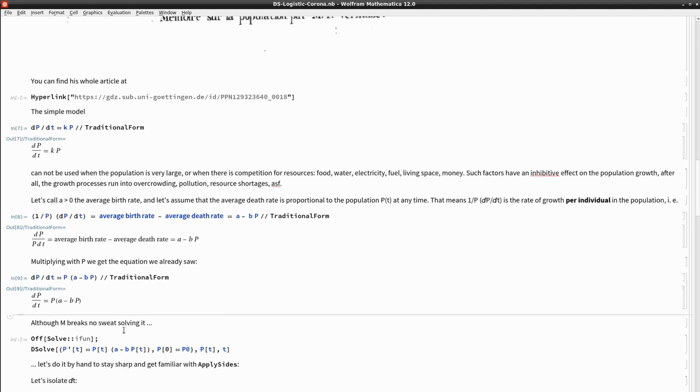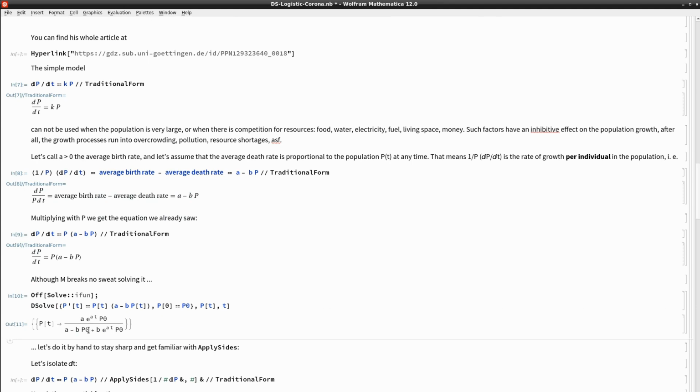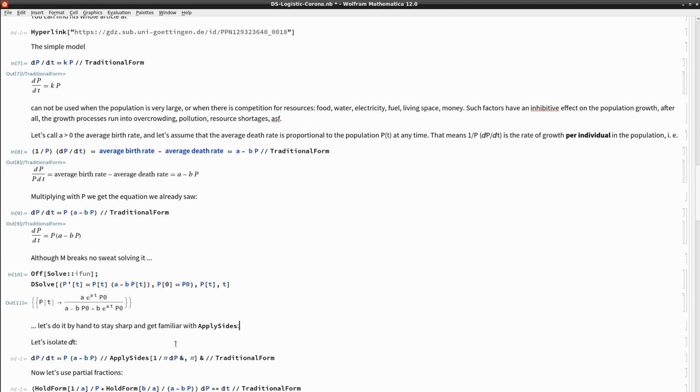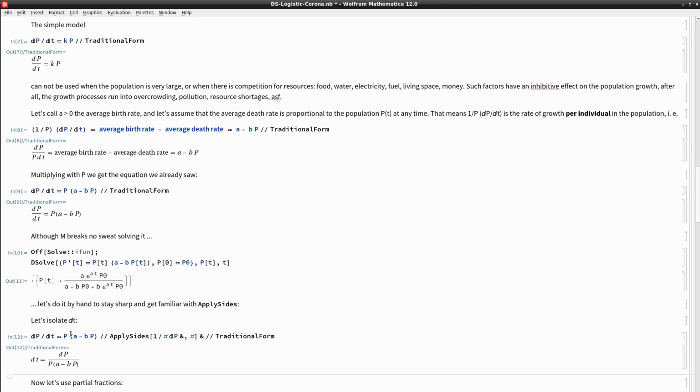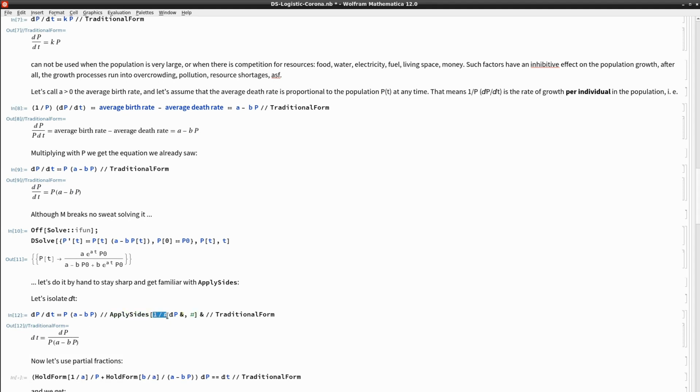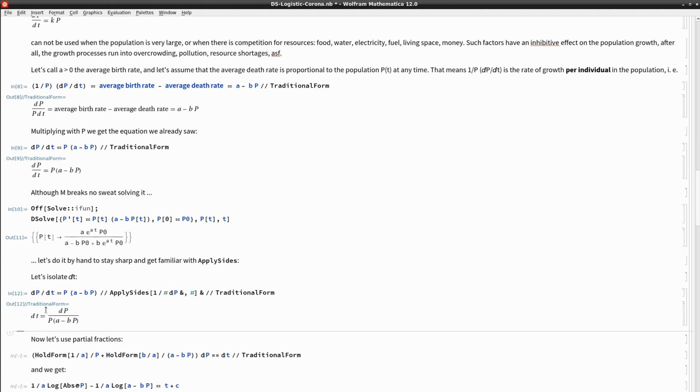And although Mathematica breaks absolutely no sweat solving it with the function DSolve, let's do it by hand in order to stay sharp and get familiar with ApplySides, which is a relatively new function. I believe we got it in version 11, and I think it's extremely useful for symbolic manipulation, and I think you should get familiar with it. So as a first step in this equation here, let's isolate dt, and we do this by flipping the entire equation and then multiplying with dP. So here we have dt on one side.